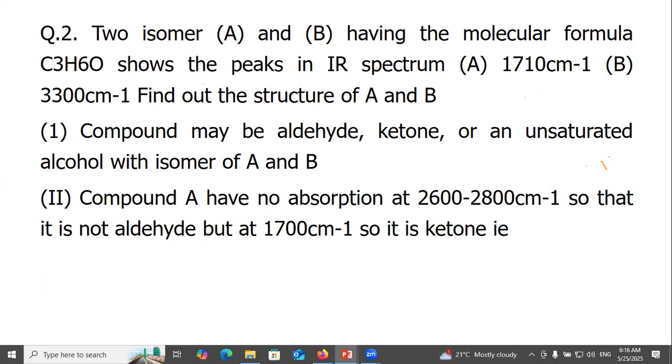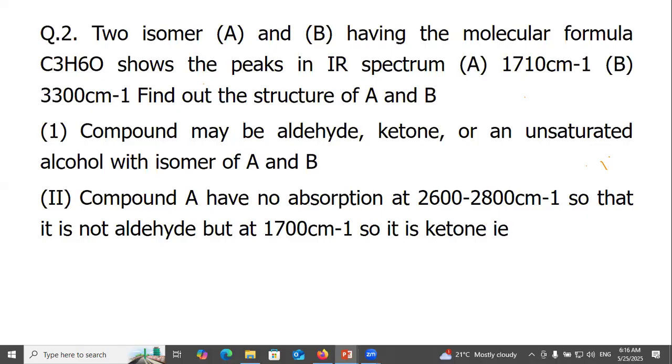Question number two. Two isomers A and B have the molecular formula C3H6O. Choose the peaks in the IR spectrum: A 1710 per cm, B 3300 per cm. Find out the structure of A and B. The compound may be an aldehyde, ketone, or unsaturated alcohol, with A and B being isomers.